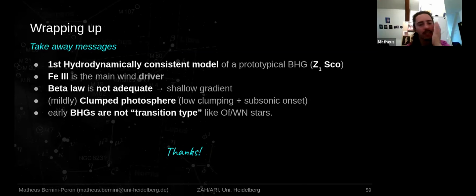Yeah, I don't think I put it in the presentation, but we looked at all the spectra available in the ESO archive for this star, in different wavelength regimes. And we tried to get a model that also resembled the spectrum in different epochs.